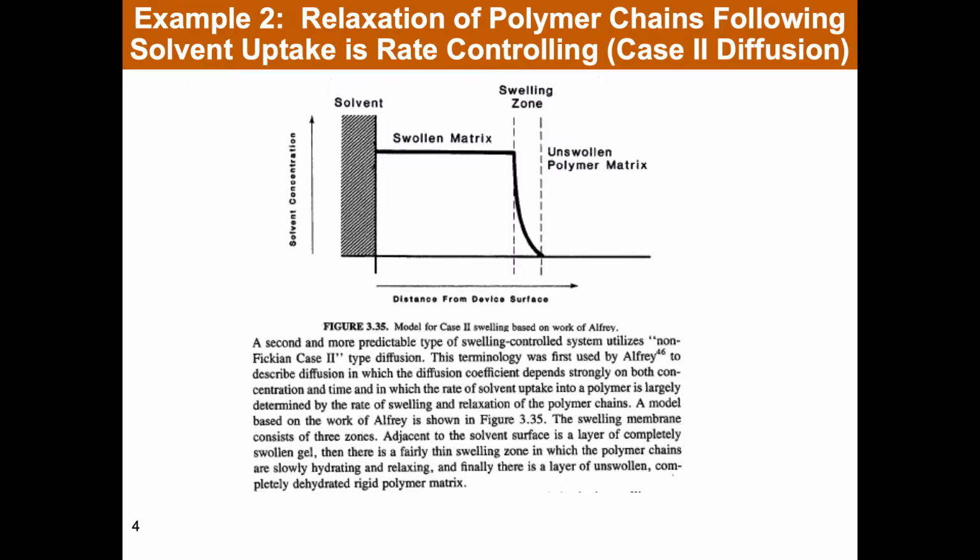The other case that's of interest is so-called case 2 diffusion. Case 1 diffusion is what's normally referred to as Fickian diffusion. Case 2 diffusion is a term that's coined by Turner Alfred many years ago to describe situations where diffusion coefficients can depend strongly on both concentration and time, and the rate of solvent uptake is largely determined by the rate of swelling and relaxation of the polymer chain.